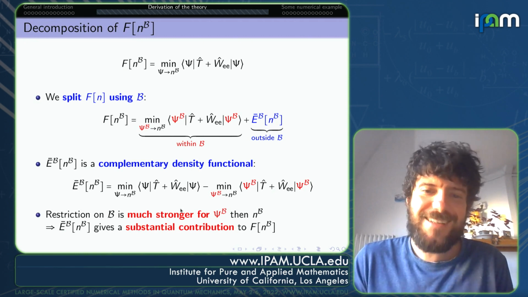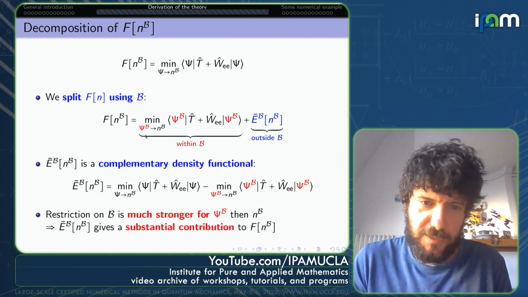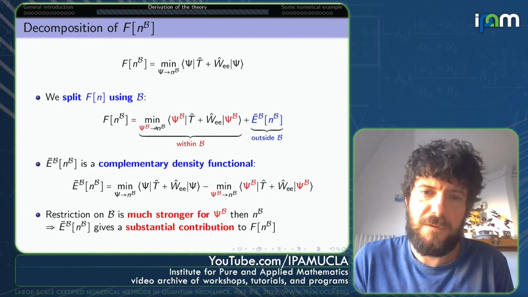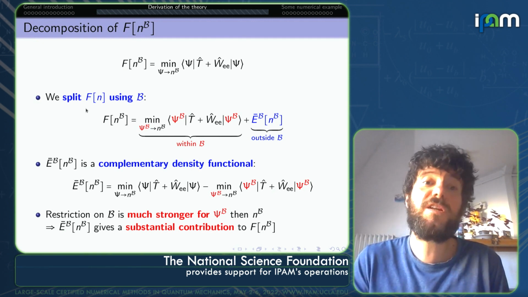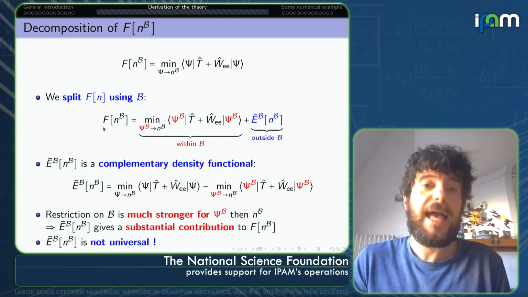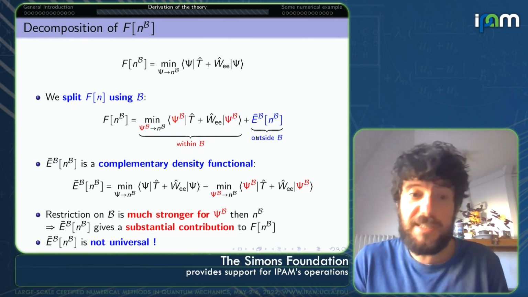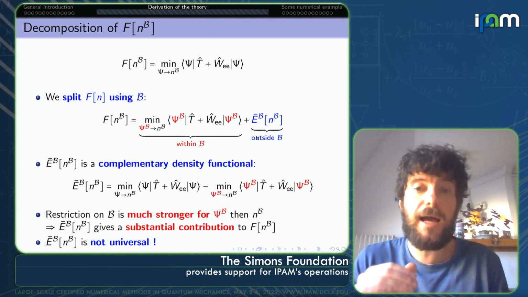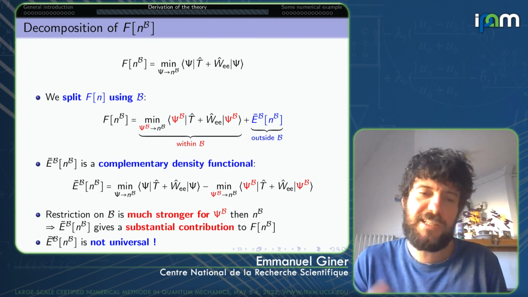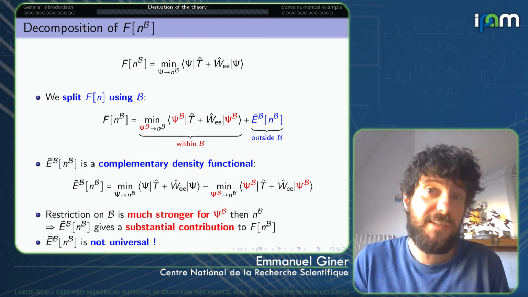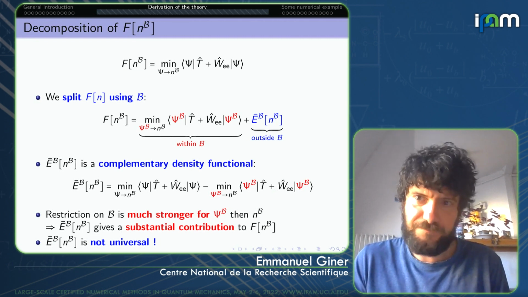And once more, as the restriction that we do on the wave function is much stronger than on the density, this must be a substantial contribution to the Levy-Lieb functional. And an important point is that this complementary functional is not universal at all, because it depends on the basis set. So you can hardly think of something less universal than the basis set, especially in quantum chemistry, where you have a few thousand basis sets.